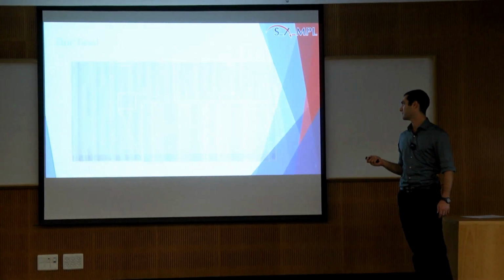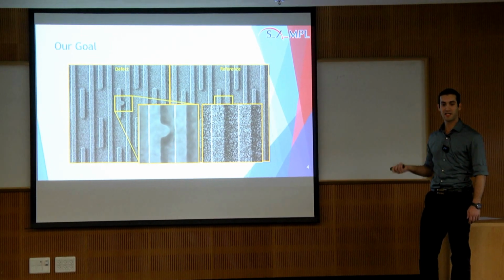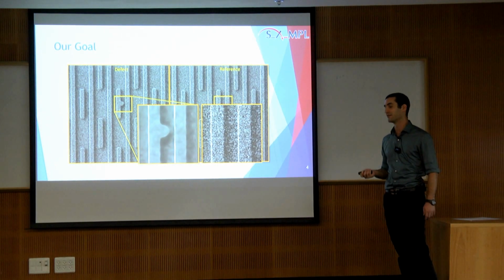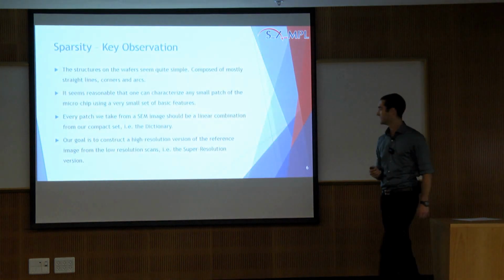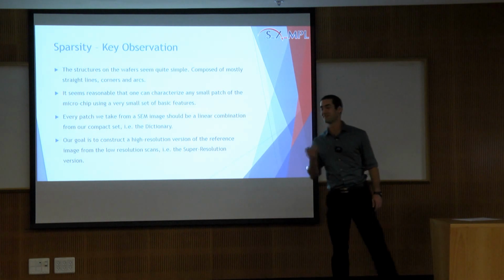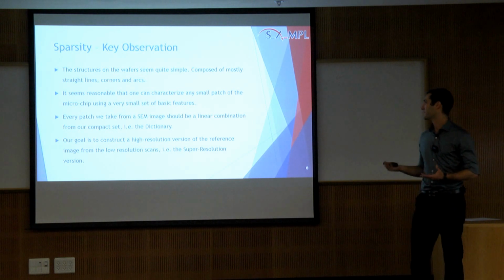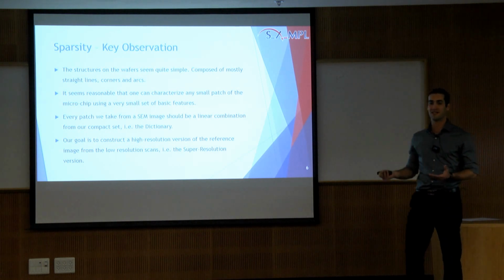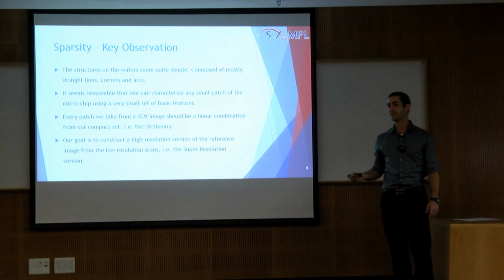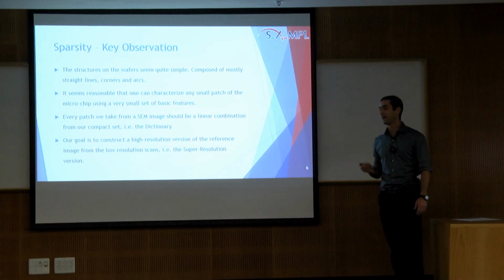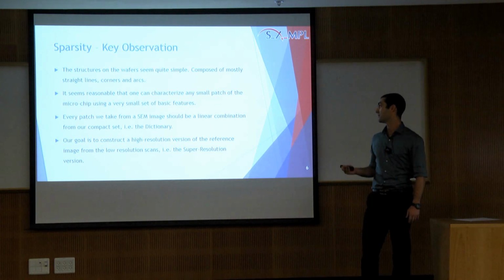Okay, so if we go back to the problem at hand, we would like to compare apples to apples: the high-res version of the defect versus the high-res version of the reference. So how do we do that? We've got sparsity, something you've heard so much about today. The features on each chip seem quite simple. They're composed of mostly straight lines and arcs. To our naked eye, it seems like the image is sparse, like we can represent it using a compact set. Every patch we take from a SEM image should be, in our assumption, a linear combination from a compact set.